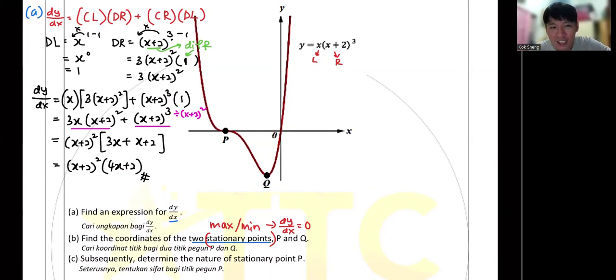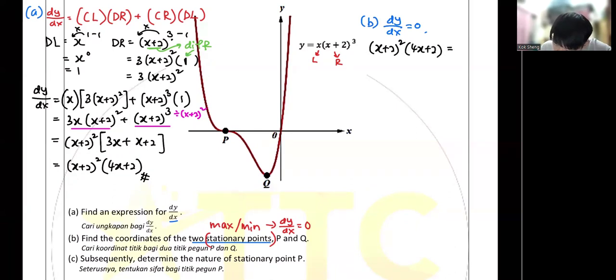So it seems like if part A gets the wrong answer, then part B, hey. You know. Okay, so dy dx equals 0. So sub it in, which means this whole thing equals 0. x plus 2 square, 4x plus 2 equals 0.